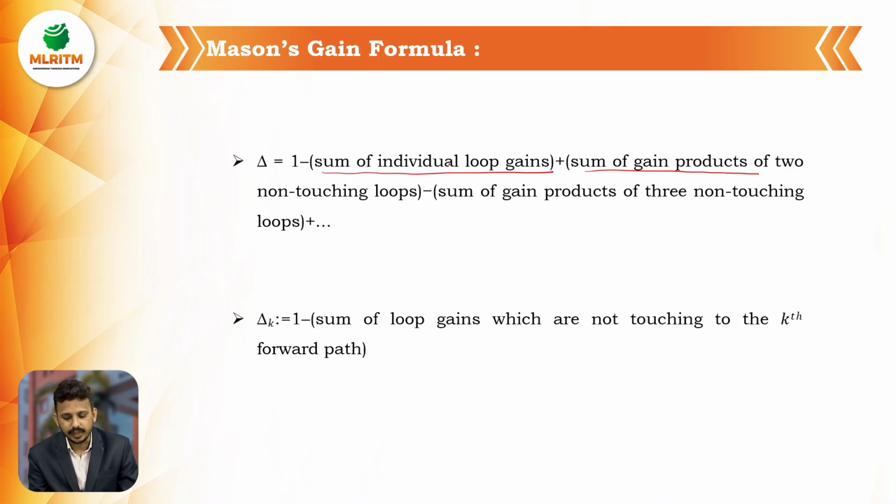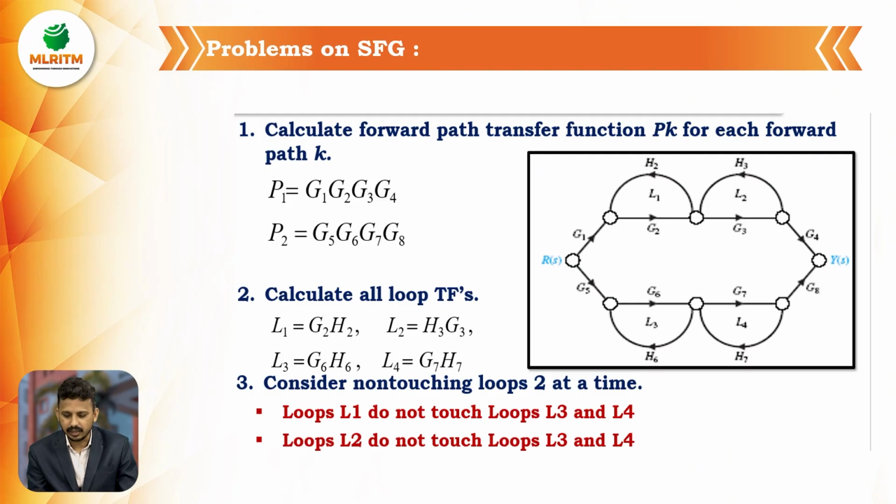So first is 1 minus the sum of individual loop gains, plus the sum of gain products of two non-touching loops, and then three non-touching loops, then four non-touching loops, etc. And delta k is equal to 1 minus the sum of loop gains which are not touching the kth forward path. Next, let us consider one example.